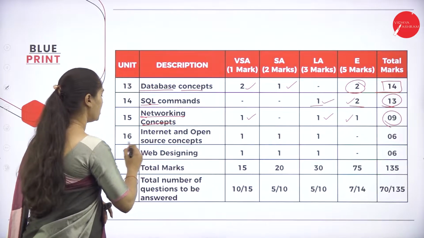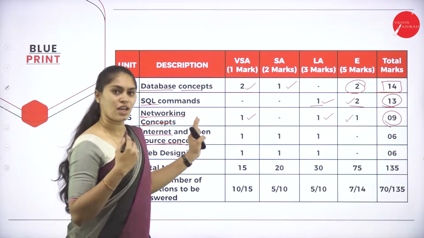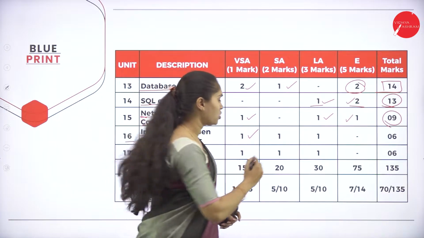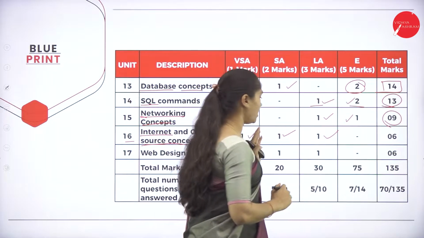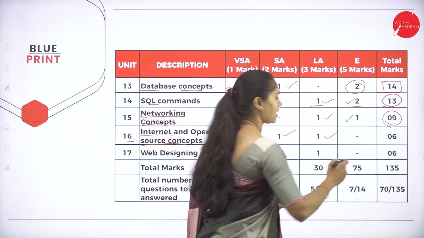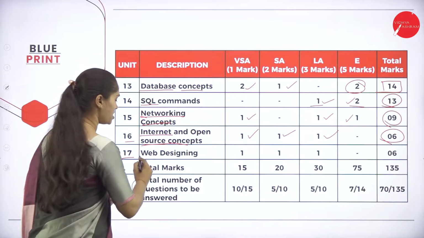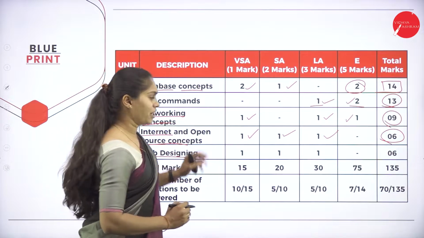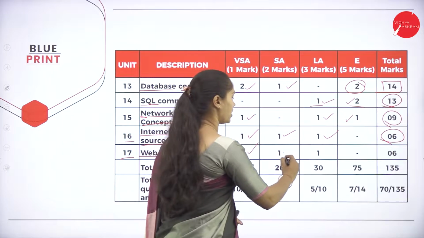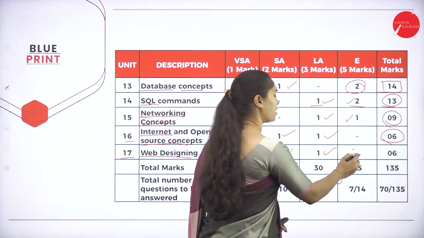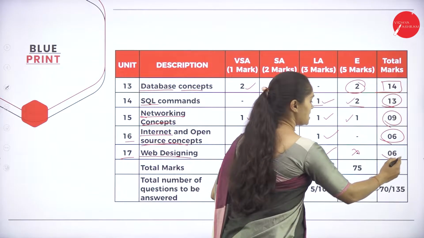We'll see the next chapter, that is chapter number 16, internet and open source concept. In this you are going to get 1 question for 1 mark, 1 question for 2 marks and 1 question for 3 marks and no 5 mark question, and totally you will be getting 3 questions from this chapter, and that too for 6 marks. So at last we have chapter number 17, which is web designing. In this chapter you need to concentrate on the 1 mark question. So 1 question for 1 mark, 1 question for 2 marks and 1 question for 3 marks, no 5 mark question. So totally you will be getting 3 questions from this last chapter and that too for 6 marks.